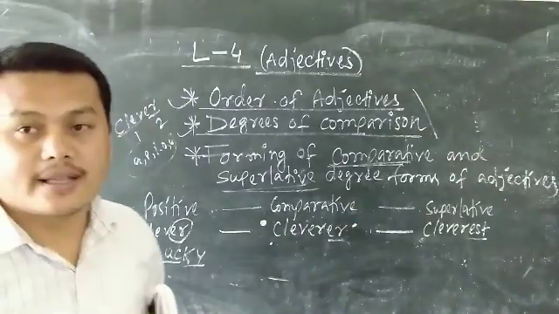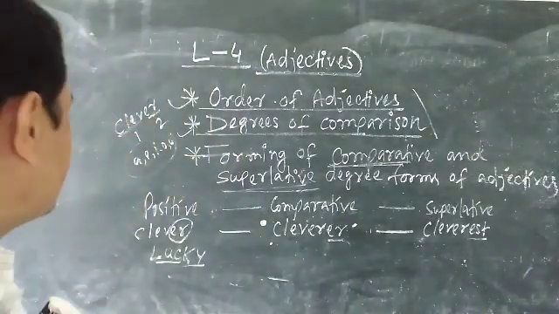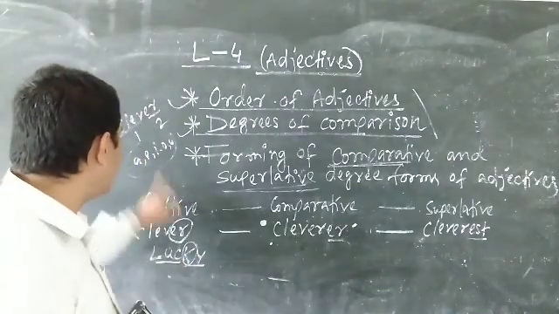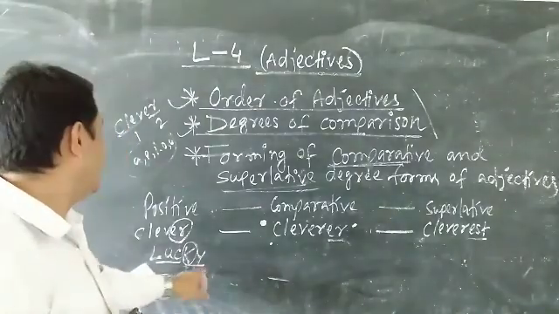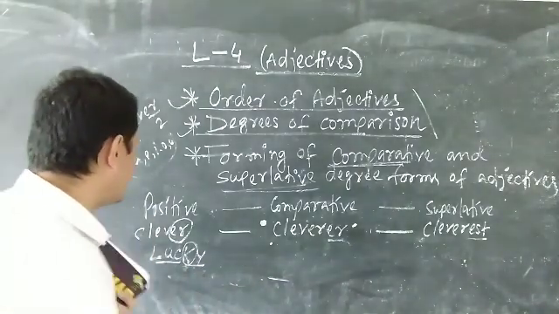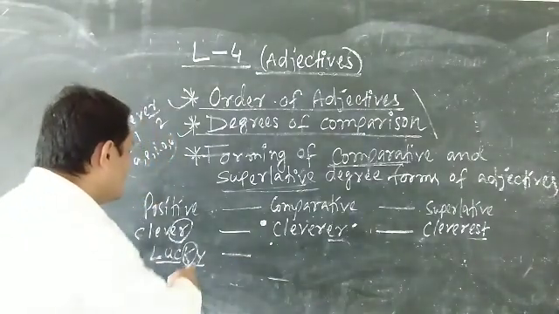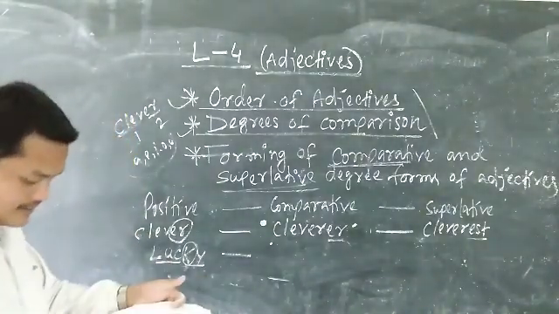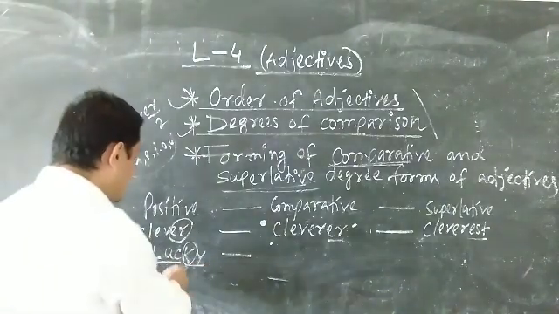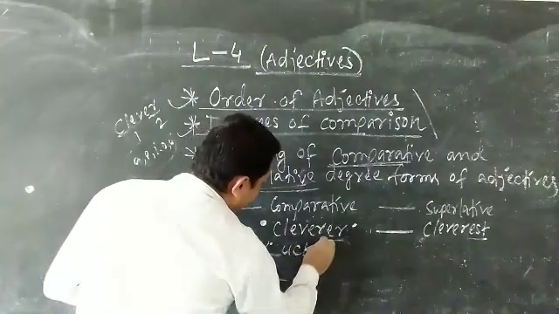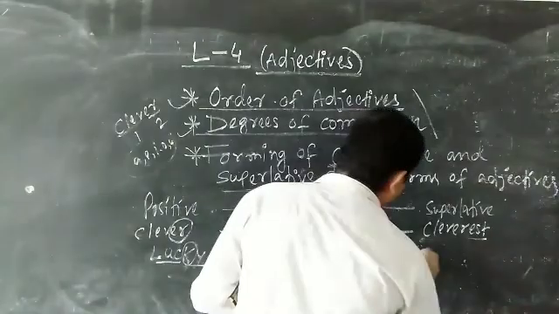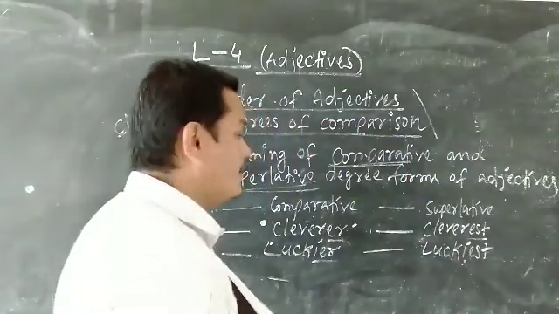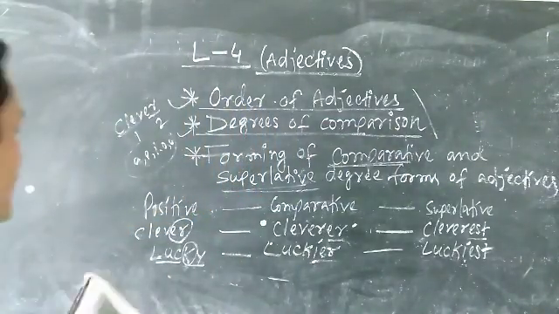Lucky. Two syllables are there, and the combination of the last two letters is consonant plus y. K is a consonant, not a vowel, so it is consonant plus y. If we have such adjectives, then we have to replace this y with i and add er and est. For example, lucky: L-U-C-K-I-E-R, luckier, and in the superlative degree, L-U-C-K-I-E-S-T, luckiest.